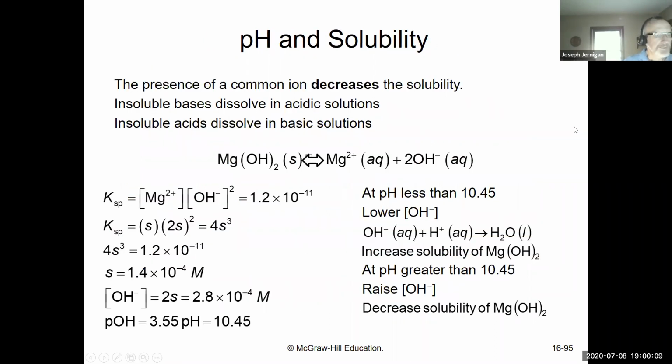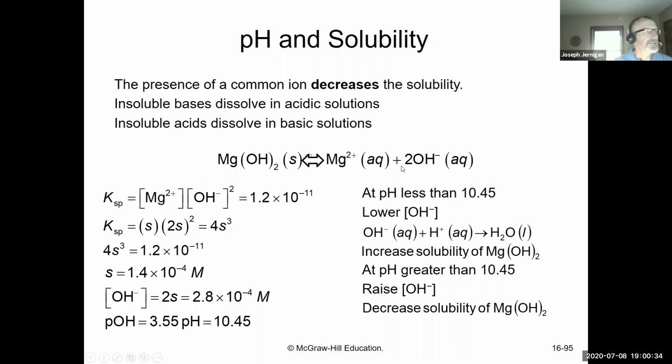pH and solubility. Okay, the presence of a common ion decreases the solubility. Insoluble bases dissolve in acidic solutions. And again, you're just driving the reaction to the right. You're using Le Chatelier's principle. Insoluble acids dissolve in basic solutions using Le Chatelier's principle.